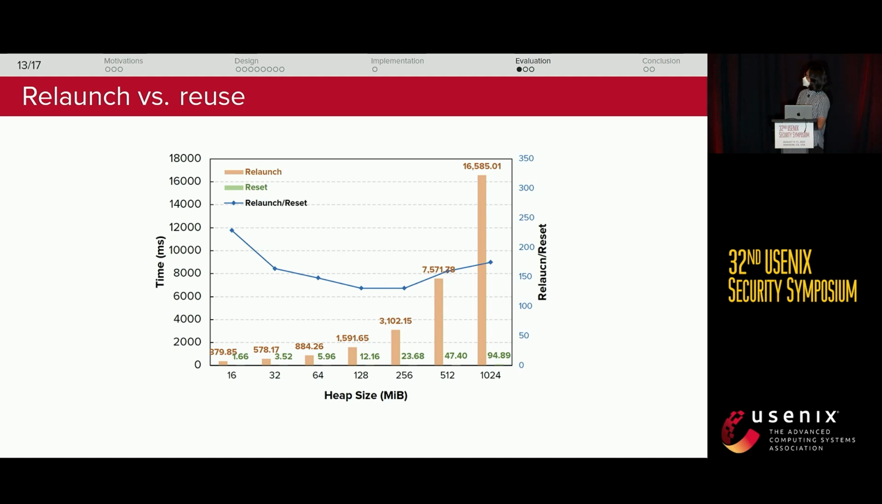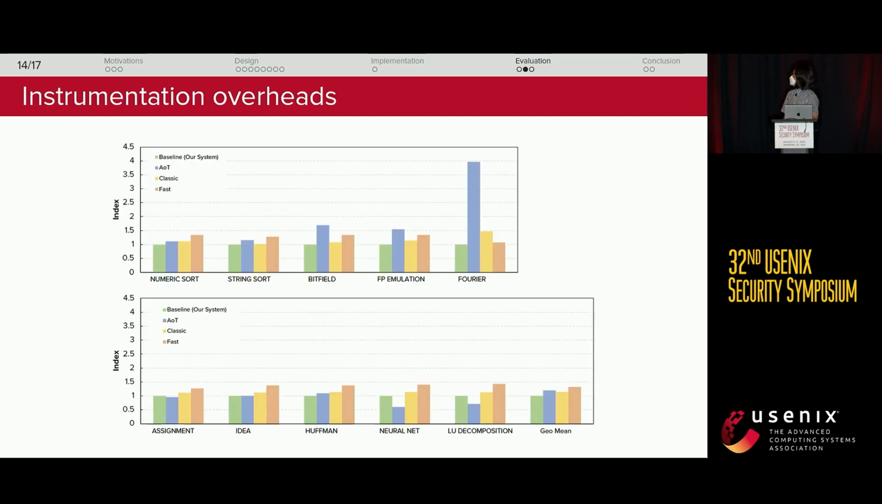So if we compare relaunch versus reuse, we can see that it's not even close. The reuse is almost invisible on this graph. It's just so fast compared to relaunch. And because we have instrumentation, we use nbench to test instrumentation overheads. If you just look at the geo mean, it's about 10 to 25% for different modes.